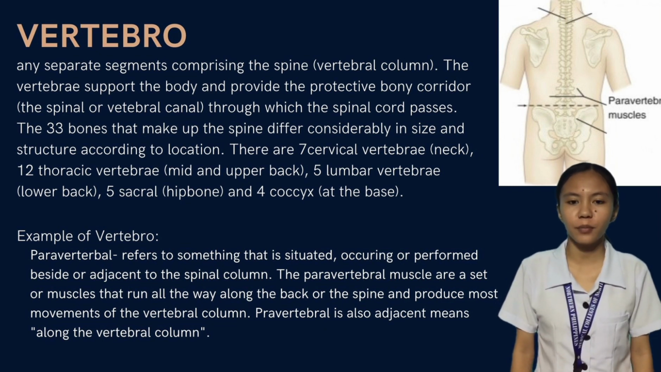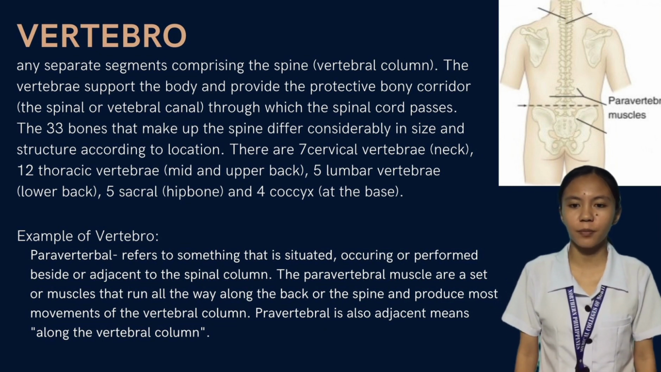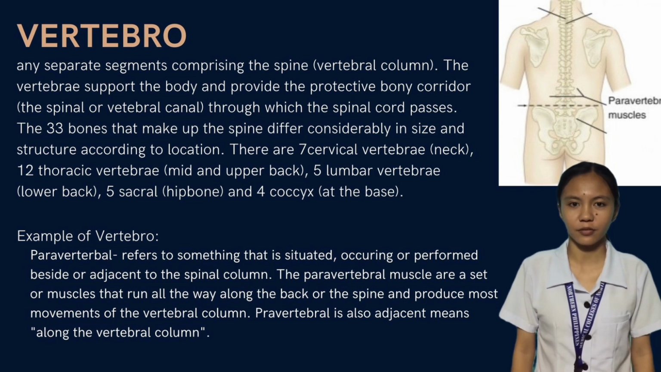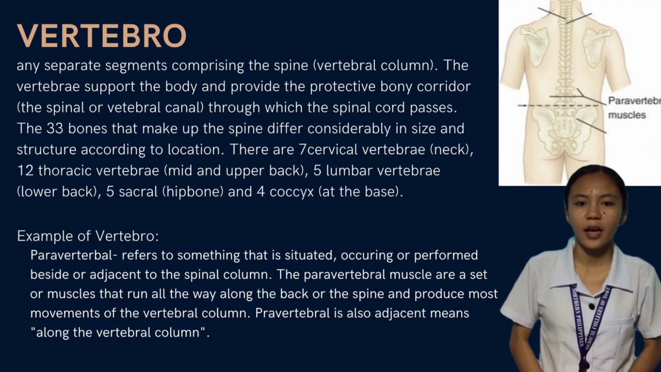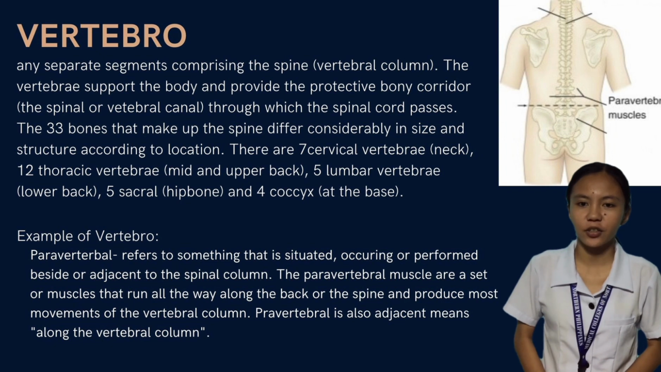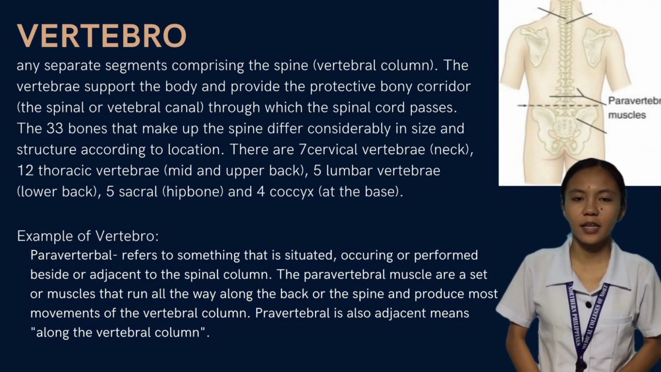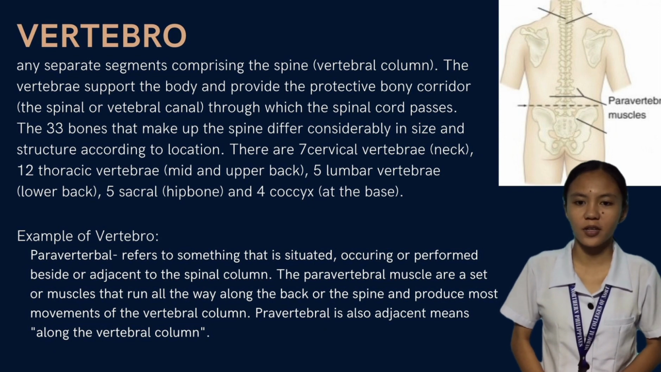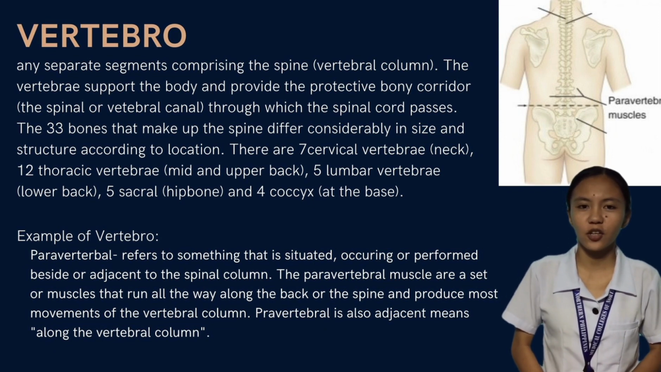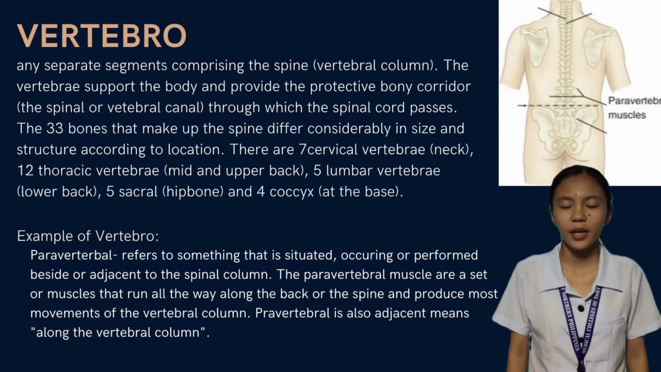There are 5 lumbar vertebrae on the lower back labeled L1 to L5. These 24 vertebrae articulate with each other and they're mobile. Ito yung mga gumagalaw. And the sacral vertebrae and the bones of the coccyx are fused. Ito yung mga hindi gumagalaw.